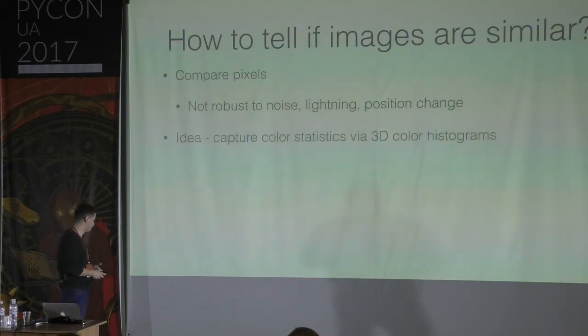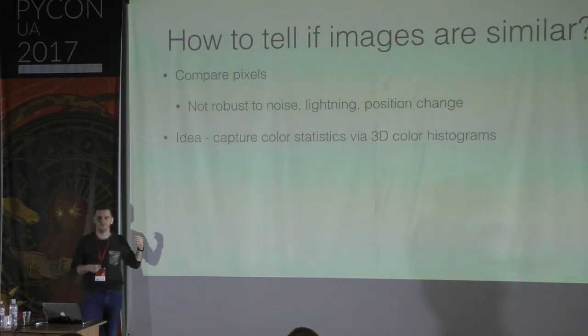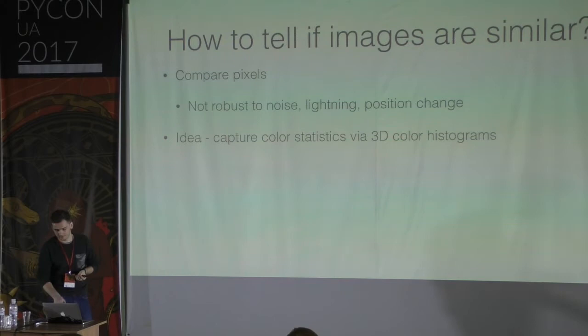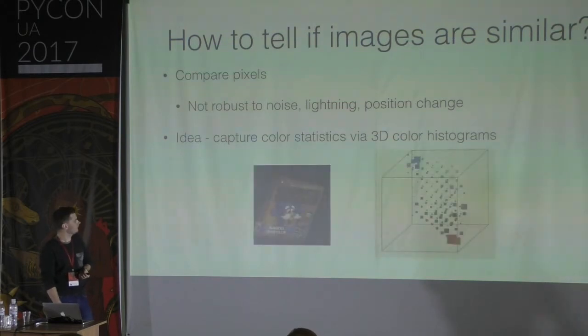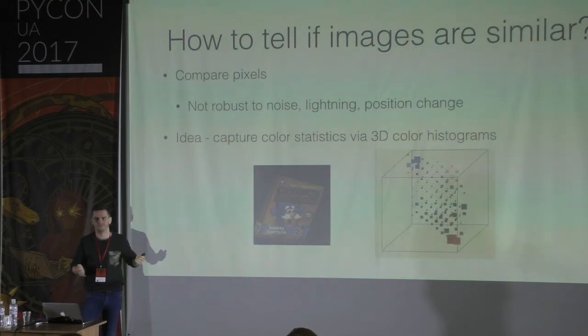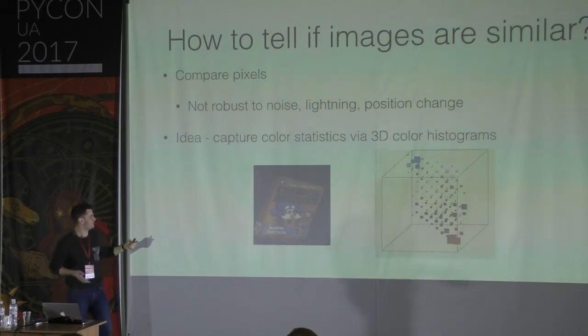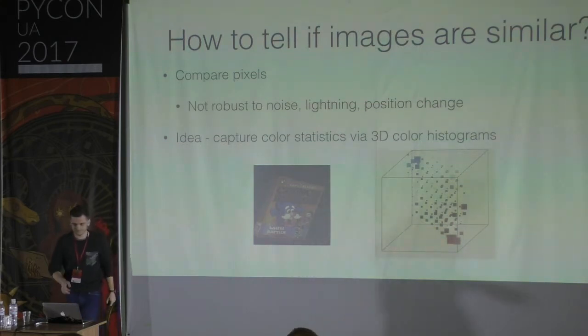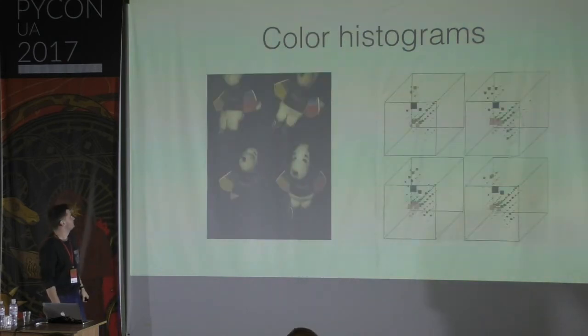There are multiple global descriptors, but one of them is to capture color statistics, because as we have seen, similar images have similar color distributions. So we just build 3D color histograms. A 3D color histogram is just a regular histogram, but in 3D and made out of color. Because we have RGB, we can build this over 3 axes. And it works surprisingly well.